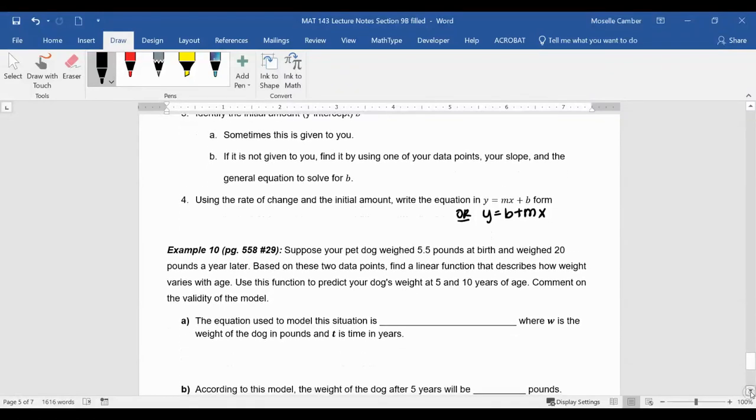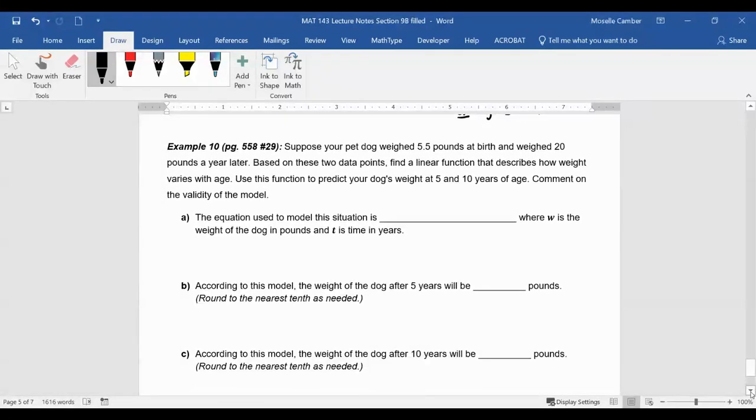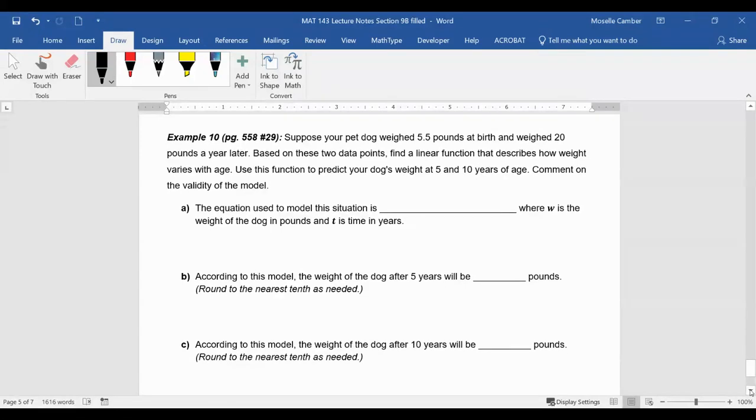Okay, so example 10. Suppose your pet dog weighed 5.5 pounds at birth and weighed 20 pounds a year later. Based on these 2 data points, find a linear function that describes how weight varies with age. Use this function to predict your dog's weight at 5 and 10 years of age. Okay, so it tells us to describe how weight varies with age. So that tells us that age is going to be my independent and weight is going to be my dependent.